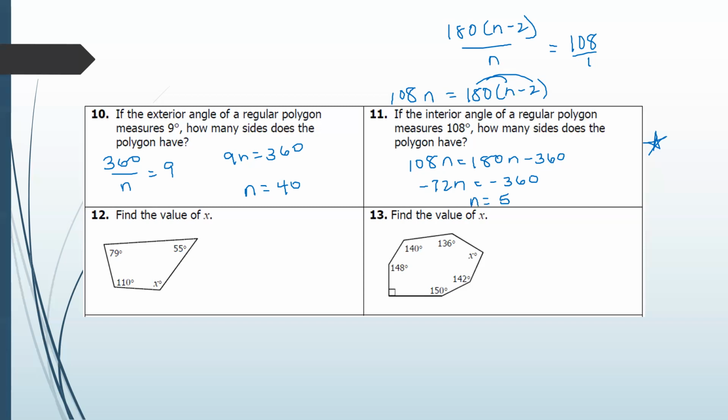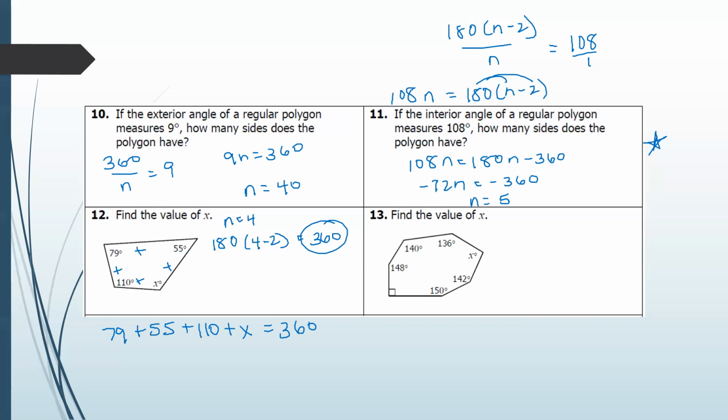Let's look at number 12. Number 12 is an irregular polygon, and it says to find the value of x. Now my polygon is a quadrilateral. It has 4 sides, 4 angles, so n equals 4. The sum of interior angles is 180 times n minus 2, so the sum of these interior angles is 360. Sum means add them all together. So 79, 55, 110, and x. They're the sum of the interior angles. But the sum of the interior angles we just said was 360 for this quadrilateral, so we can set those equal.